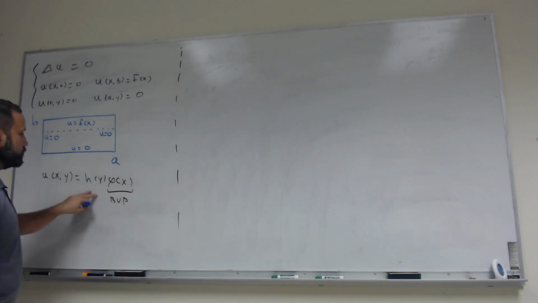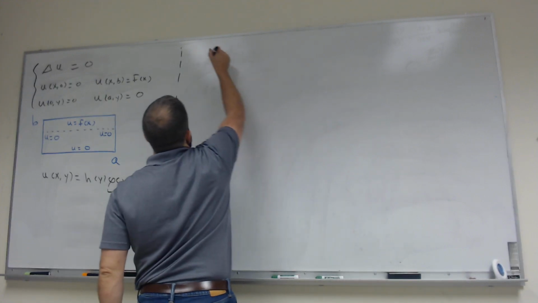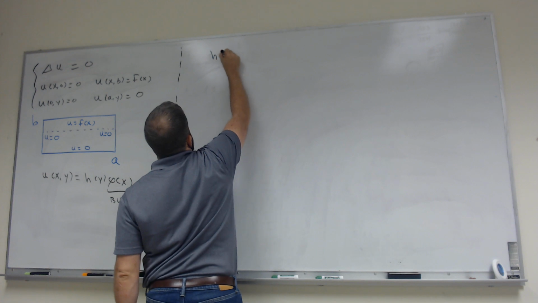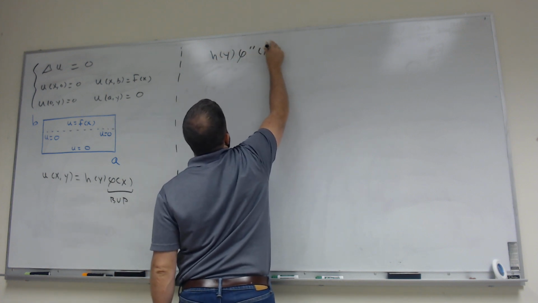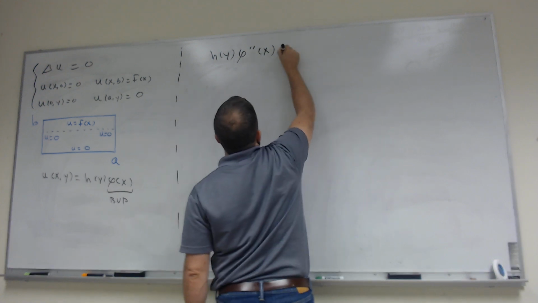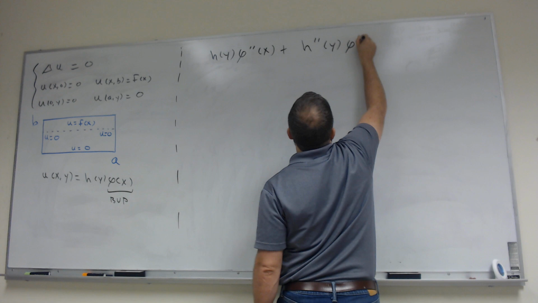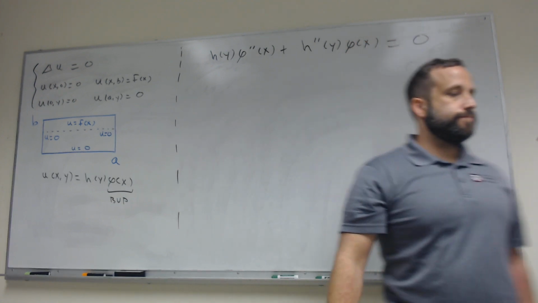Okay, so let's look at solving this. As before, this is my function. I'm going to plug it into the PDE. So if I do the double x derivative, that's what I get, plus the double y derivative, and that's equal to 0.